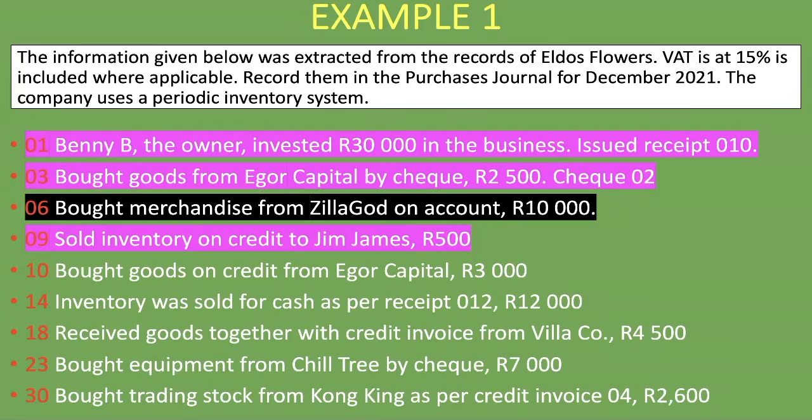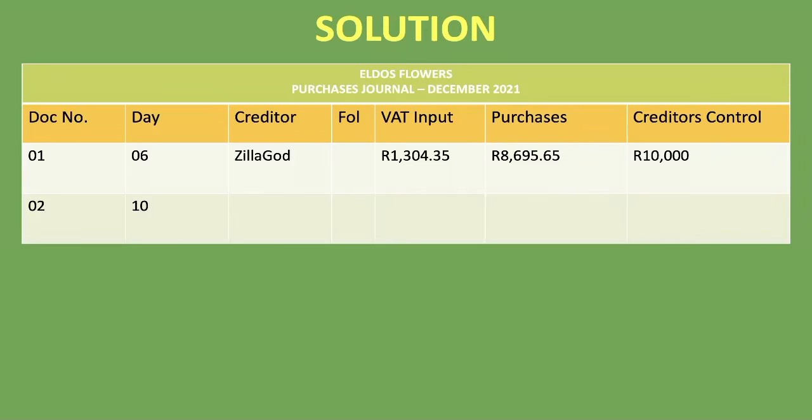And then on the 10th, we bought goods on credit from Ego Capital, 3,000 rand. Does this go into our purchases journal? Yes, it does, because we're buying goods on credit, and the amount is 3,000 rand. Again, we're not given the document number, so we'll follow the sequence. We'll put 02 because it's the second transaction that goes into the purchases journal. The date is on the 10th, so the document number is 02 and the day is 10.